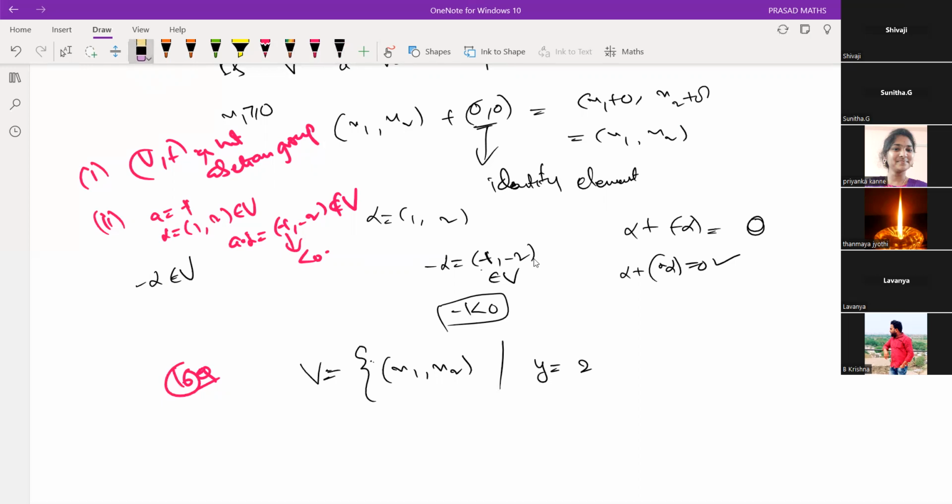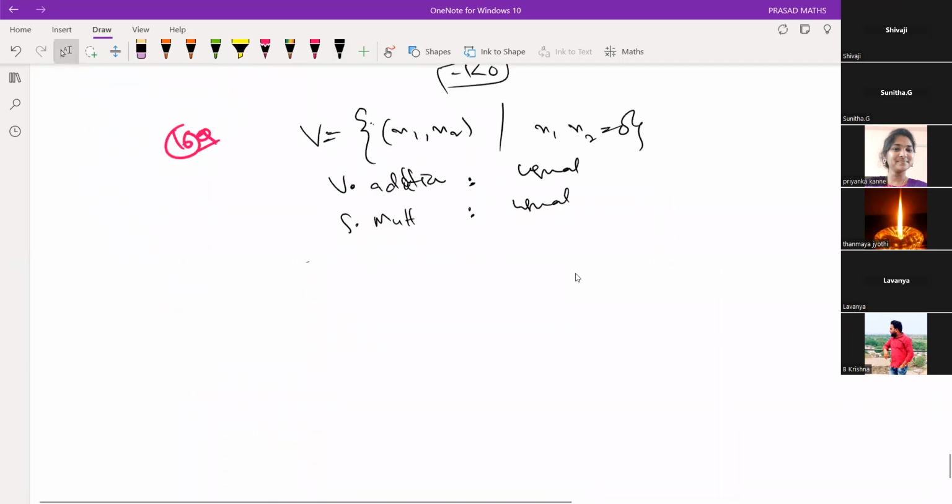Suppose you can take anything. Suppose you can take x1 comma x2 such that x1 into x2 equals 0. Suppose you take this. Vector addition is usual addition. Scalar multiplication is again the same, component wise, usual. Question is, is it a vector space?